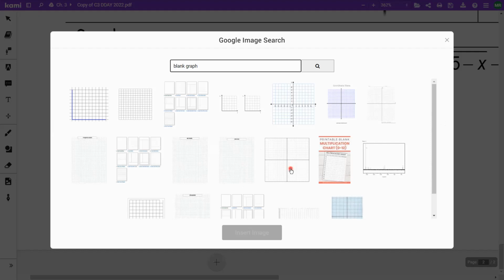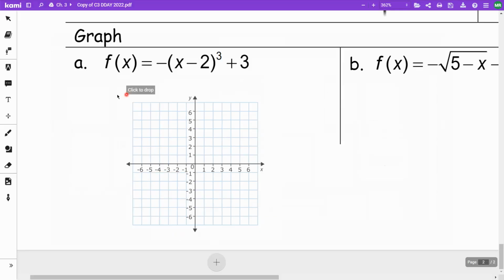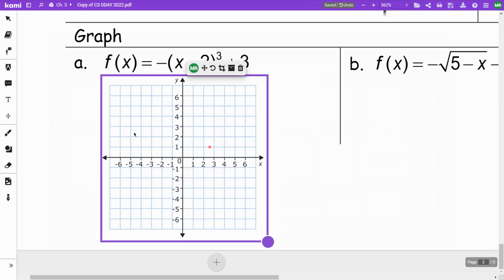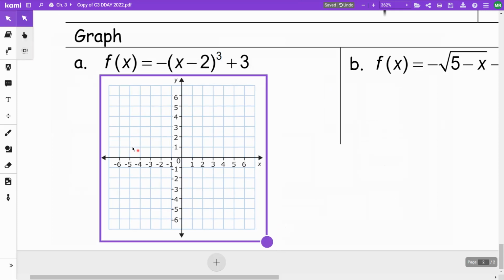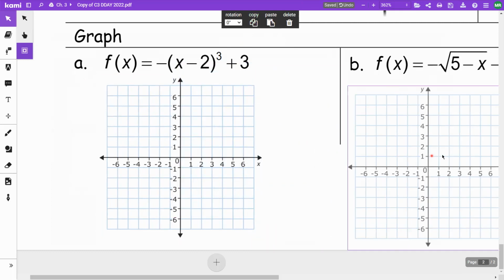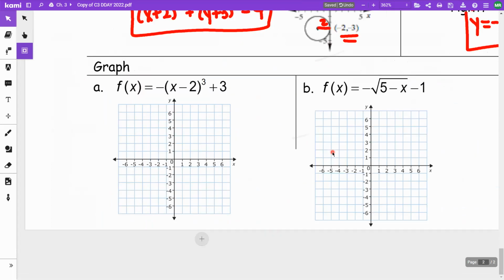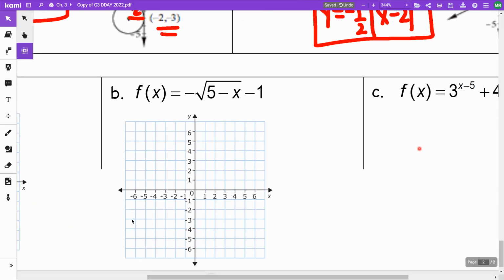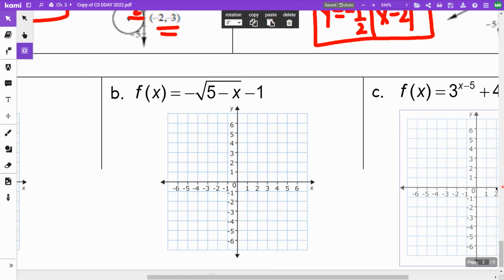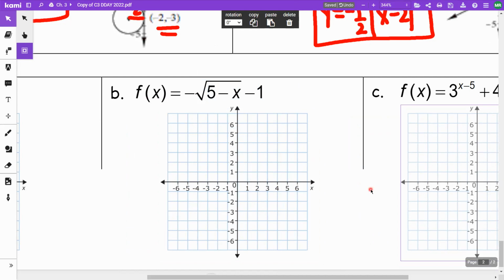And find one that I like. Okay, this one's got some numbers on it. Let's see. And then I can make it bigger. And I'm gonna come here, select, copy, paste, get another one. And let me do it again over here.